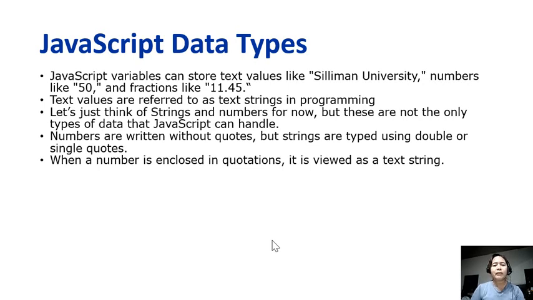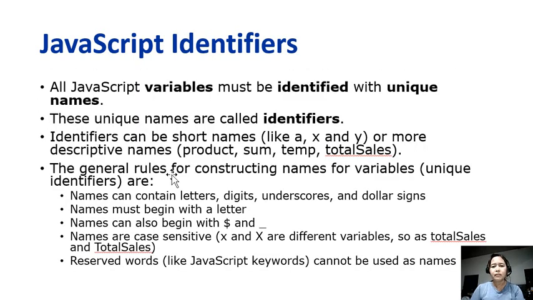Numbers can be written without quotes, but strings are typed using double or single quotes. Please take note that, just like in Excel, for instance, if you enclose a number within quotations, it is treated as a text string, and therefore you cannot perform mathematical operations with it.